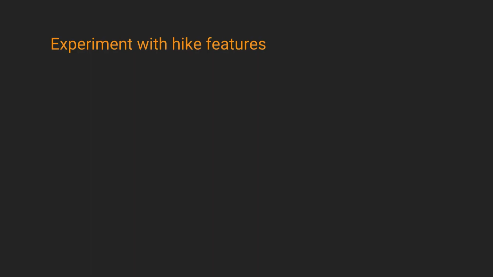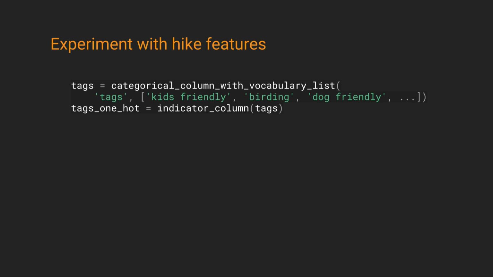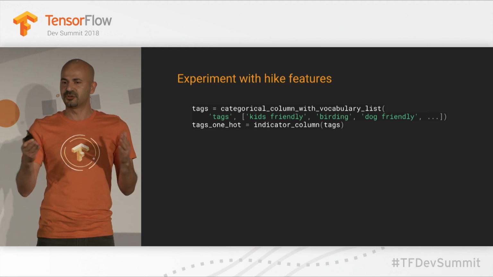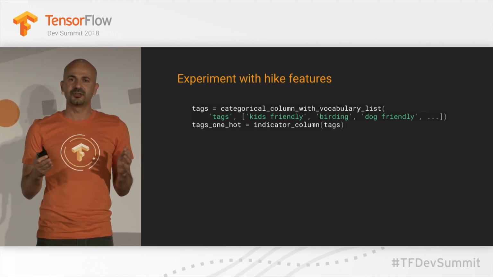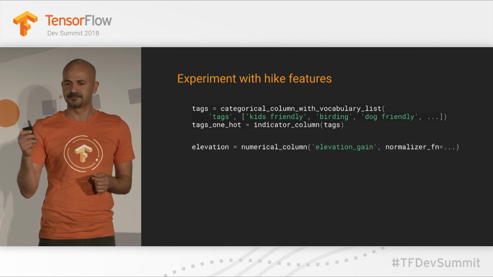Let's experiment with all the hike features we have. Each hike may have tags, such as kid-friendly, dog-friendly, birding. You may choose indicator column instead of embedding column in this case because you don't have a huge number of tags, so you don't need to reduce the dimensionality.